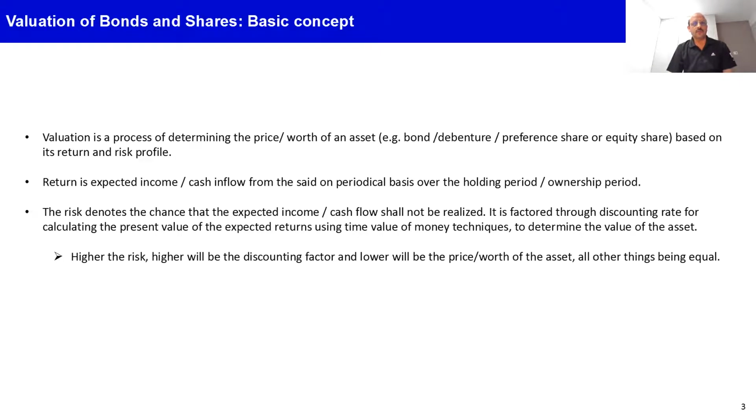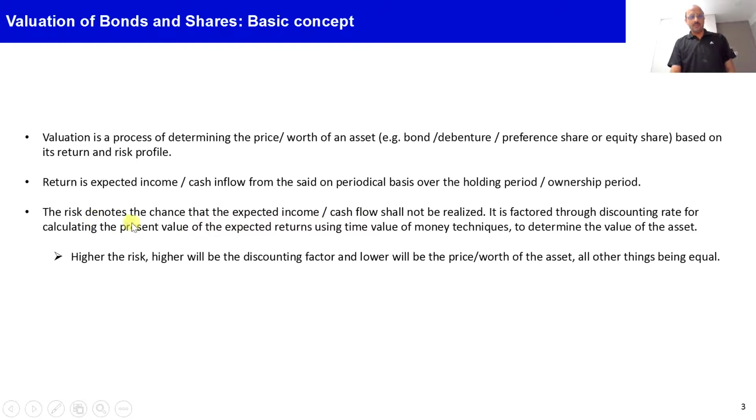The value of any asset you buy is equal to what return you get or generate from holding that asset and what risk you carry to hold that asset. When you combine the risk and return profile of any asset, you derive the value or the price of that asset. And what is risk? What is return? Return is basically the expected outcome or cash flow from the said asset on a periodical basis, which the investors get for holding or owning that asset.